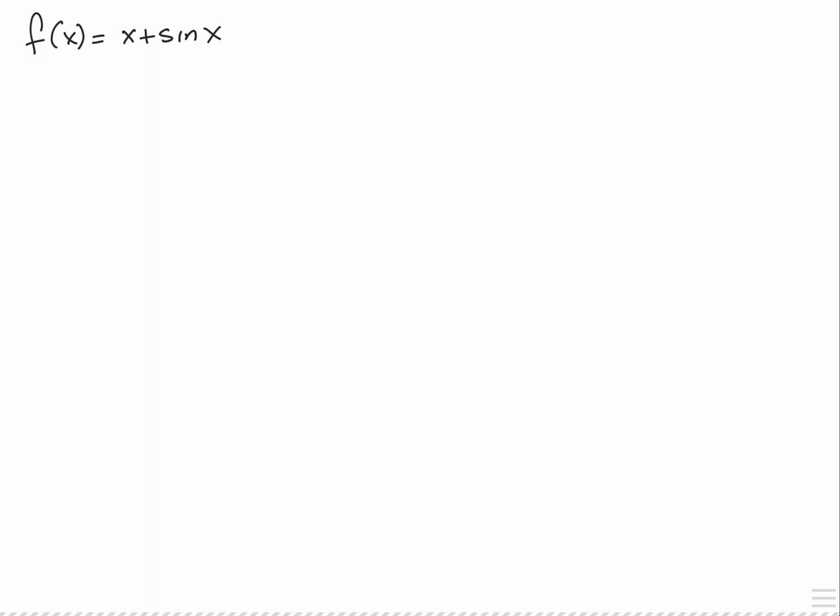So what should we do first? Let's find the first derivative, because to find the second, we need the first. What is the first derivative? 1 plus cosine of x.